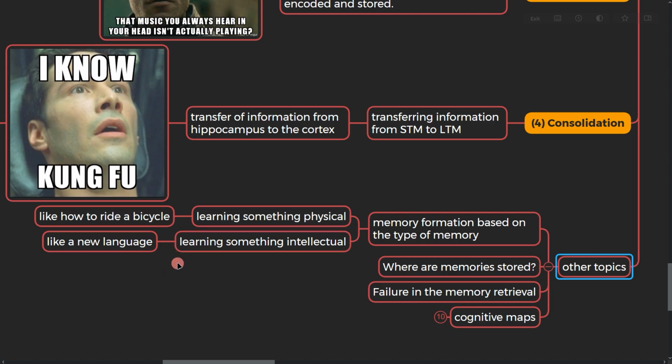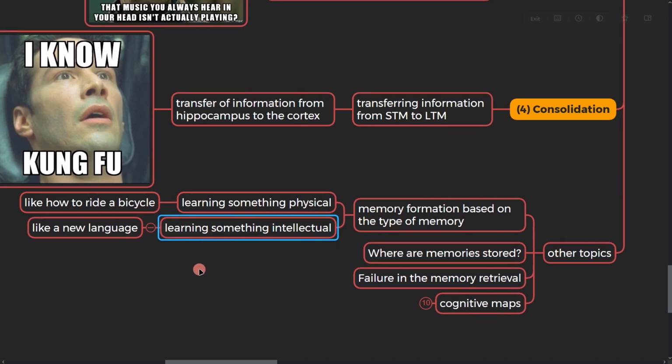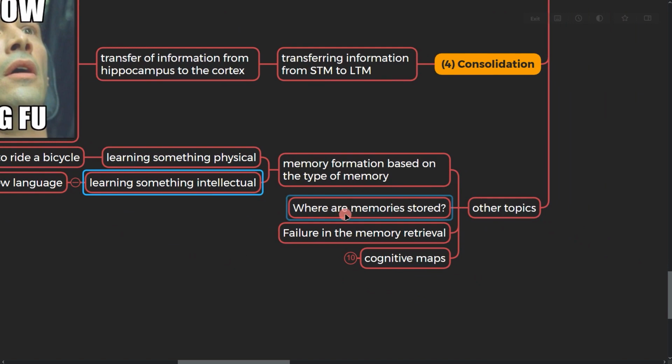Alright, if you want to know more about it, search for something like HM. There's a patient called HM. They removed his hippocampus and he couldn't learn intellectual information. He could learn, for example, how to draw or ride a bicycle or play piano, but he couldn't memorize anything intellectual. Alright, so we also have where our memory is stored. We take a look at it in the following videos.